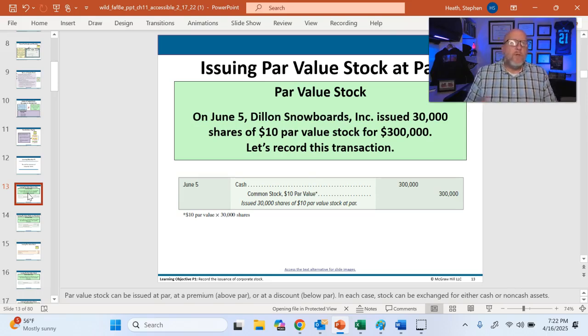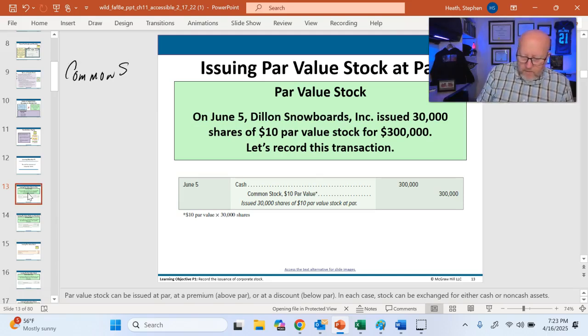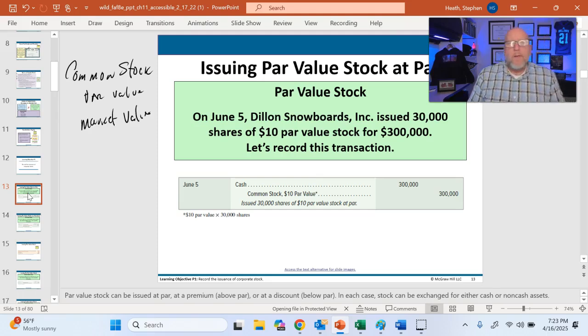There are two situations when it comes to, we'll just start with common stock for a moment. So we have common stock, and then we have common stock par value. And then common stock is also going to have a market value.